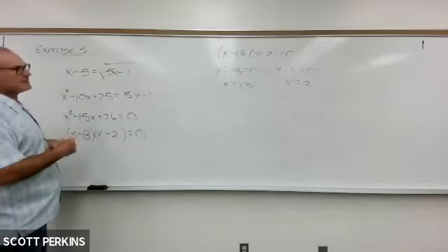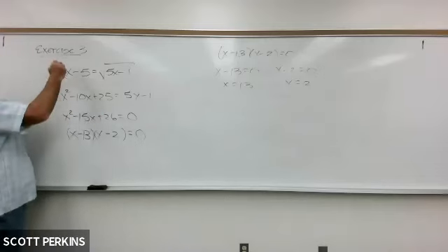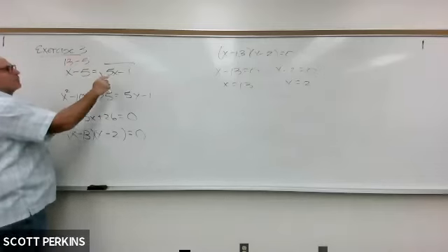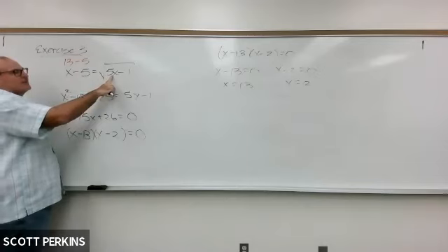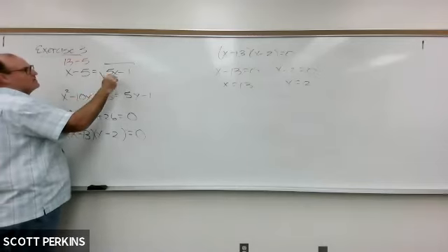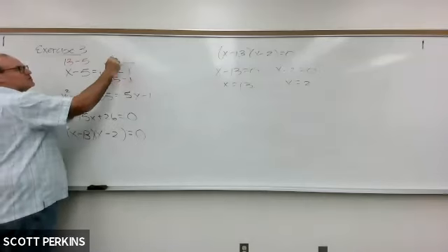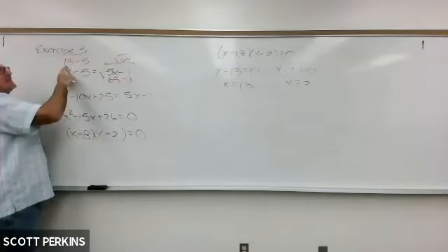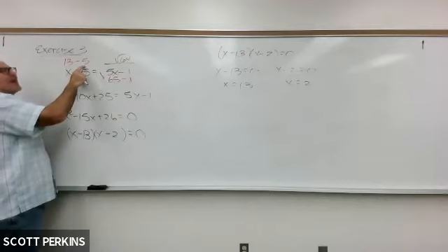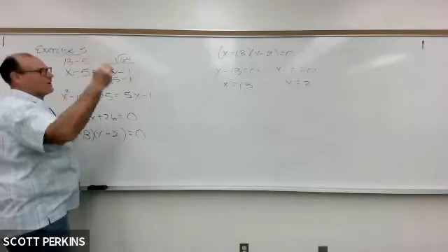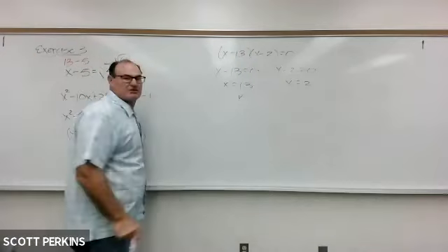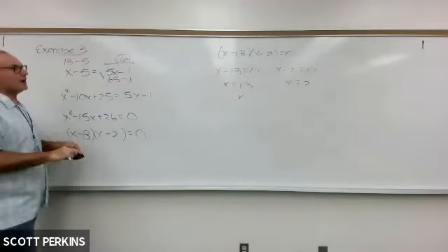When I try 13 on the left, I have 13 minus 5. On the right, I have 5 times 13, which is 65, minus 1. That's terrible. Let's try that again. So that's the square root of 64. So 13 minus 5 turns out to be 8. The square root of 64 is 8. All right, we all rejoice. There's the first answer. And then the second one, 2.